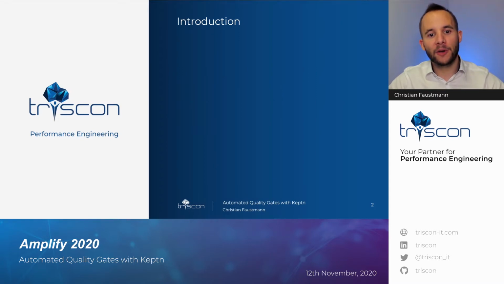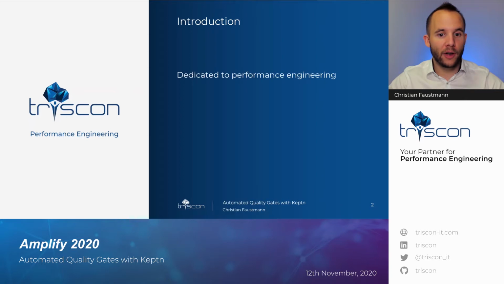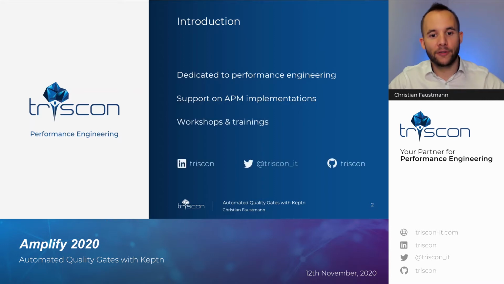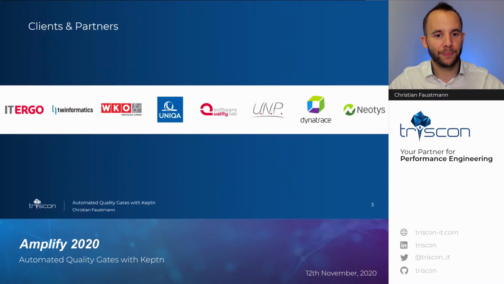First of all, let me quickly introduce Triscon for the ones who haven't heard about us before. We are dealing with all aspects of performance engineering, and particularly we focus on performance testing. We support our customers by setting up as well as utilizing their APM solutions. In addition, we offer several workshops and trainings for various topics related to performance engineering. Here is a list of some of our clients and partners. As you can see, we are a Dynatrace customer as well as a Dynatrace partner.